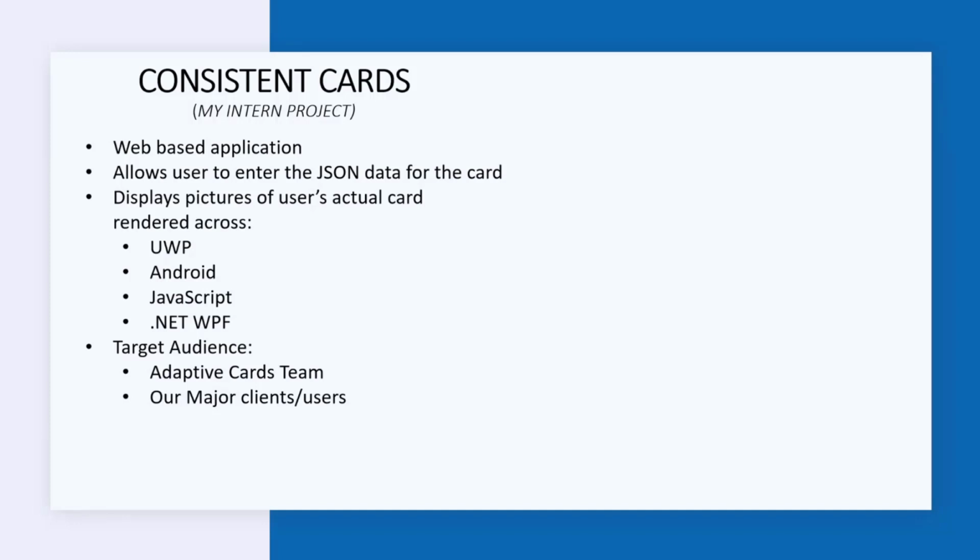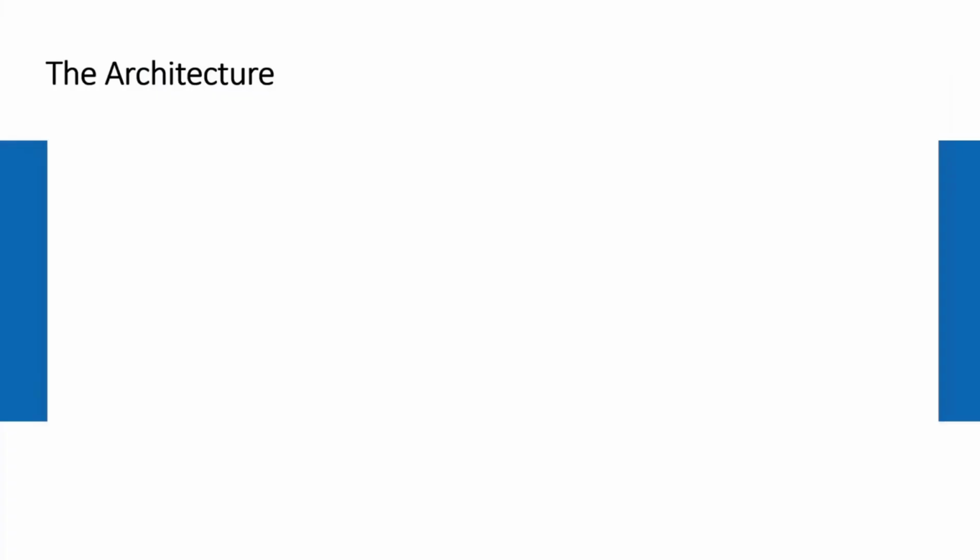Currently, this project works for UWP, Android, JavaScript, and .NET WPF. And it's actually quite useful for our Adaptive Cards team for testing, and it's also quite useful for our customers and clients to test their card payloads across multiple platforms and see how they look. So let's dive into how this project actually works. I'll talk a bit about the architecture and the details of request handling, and then I'll show a demo and wrap up with some Q&A.